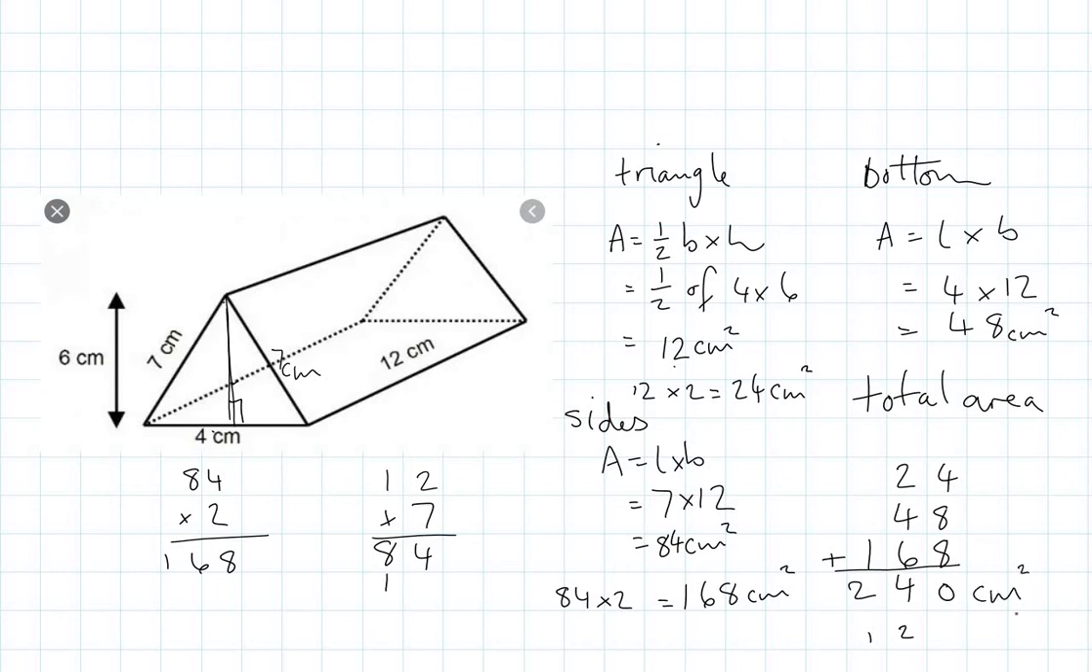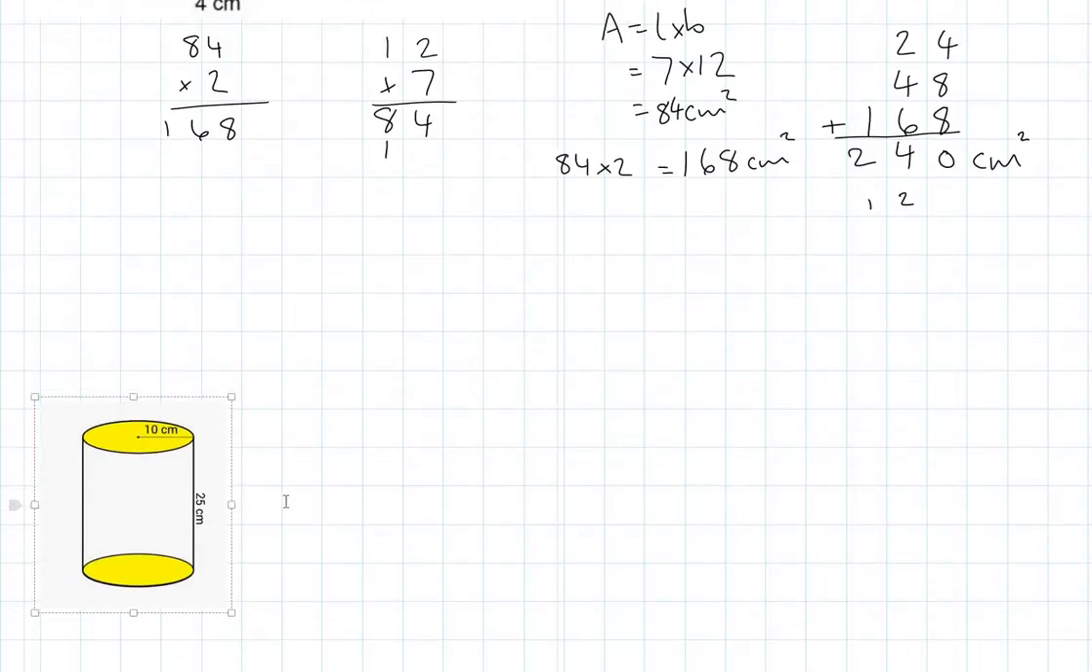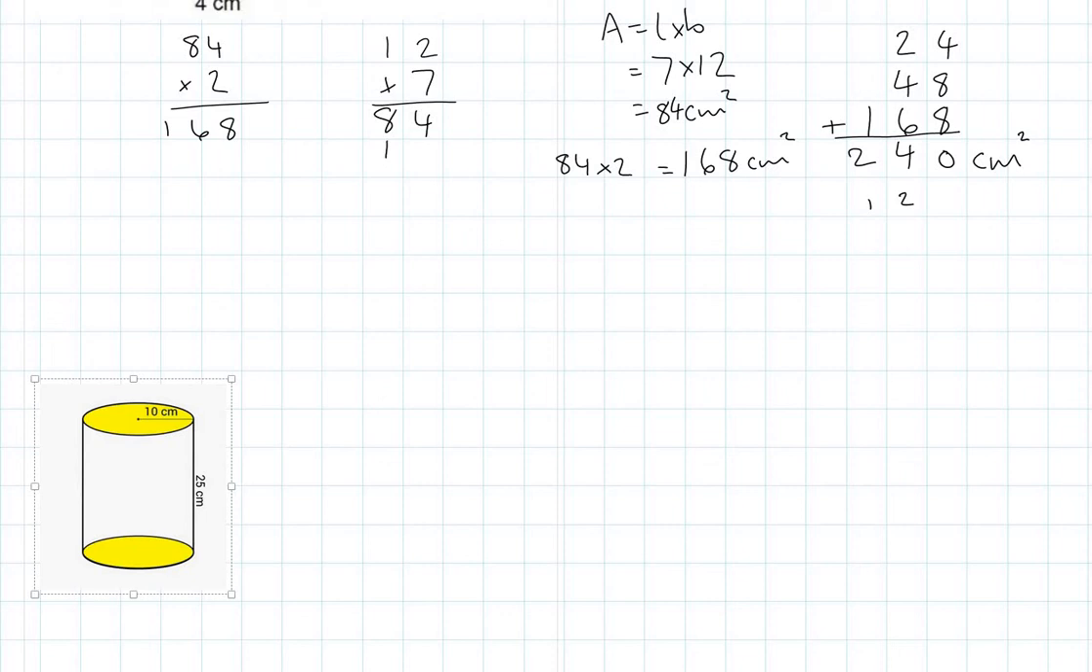240 altogether centimetres squared. The last 3D shape we're going to have a look at is a cylinder. I'm just going to shift that up a little bit. There we go. So for this one, we've got 2 circles, the 2 yellow circles there, and a rectangle around the outside. Imagine a toilet roll tube. If you cut it down there and opened it out, you'd have a rectangle.